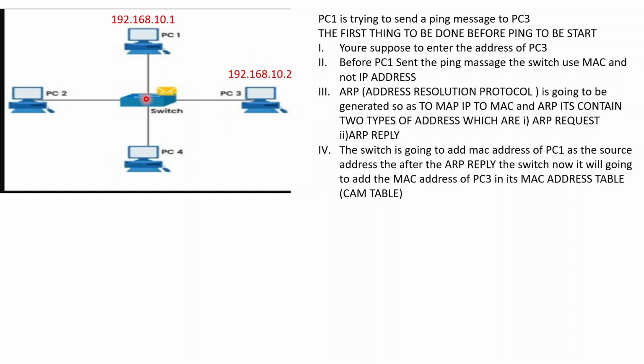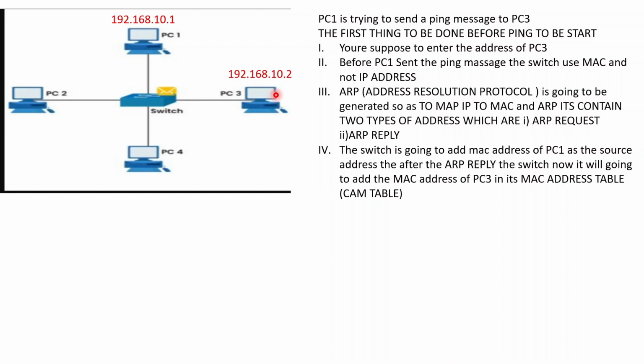Since it is sending an ARP reply, it is sent with its MAC address. Now the switch is going to add the MAC address of PC number 3 in its MAC address table as a destination MAC address. Then it is going to be sent to PC number 1. That MAC address is added to PC number 1's ARP cache. Then finally the ping message is sent from this PC directly to PC number 3. Don't worry about this. We are going to see it very soon in the next slide in the Cisco Packet Tracer.